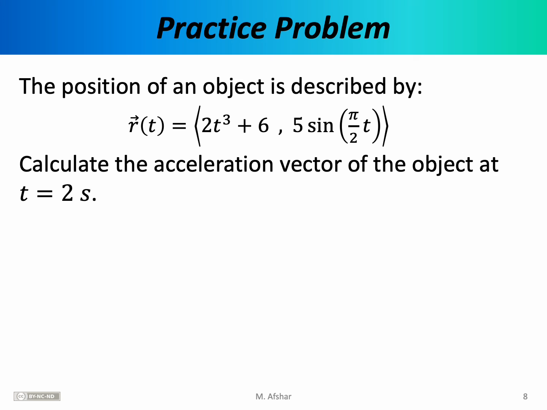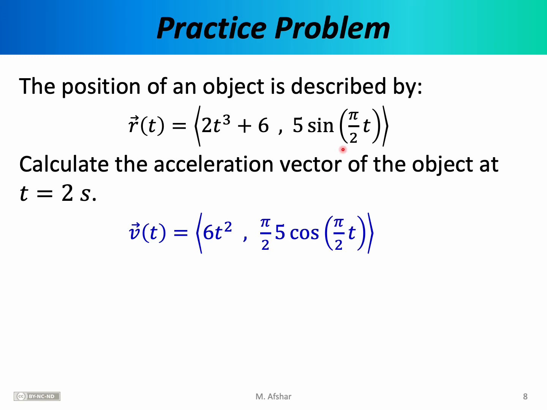Well, we know that acceleration is the rate of change in velocity. More precisely, acceleration is the derivative of velocity. And we also know that velocity is the derivative of the position. So we're going to start with velocity. Given the position vector, we're going to calculate the derivative of its x component and its y component. And we will find that the x component of velocity is 6t squared. So that was obtained by taking the derivative of 2t cubed plus 6.